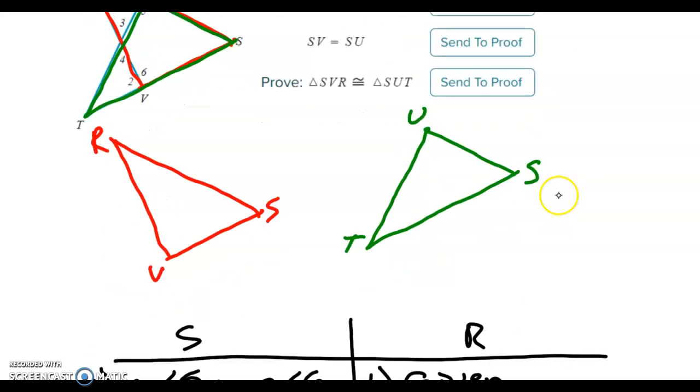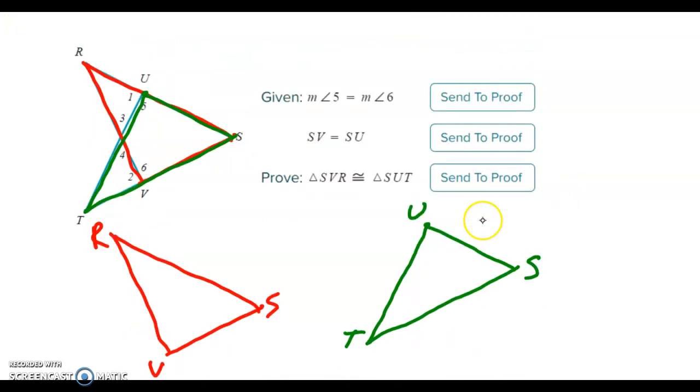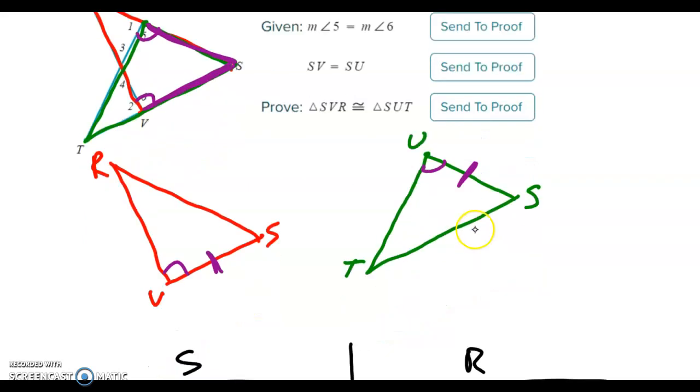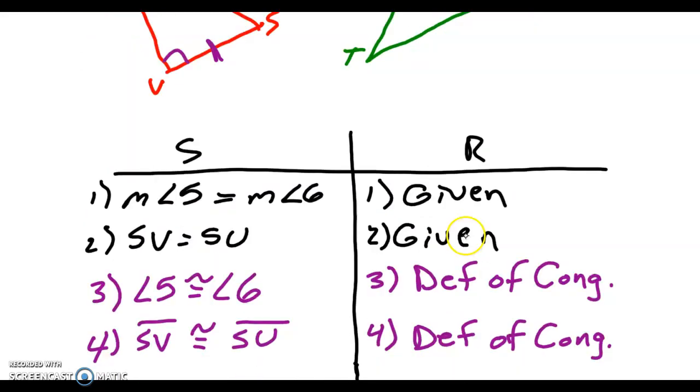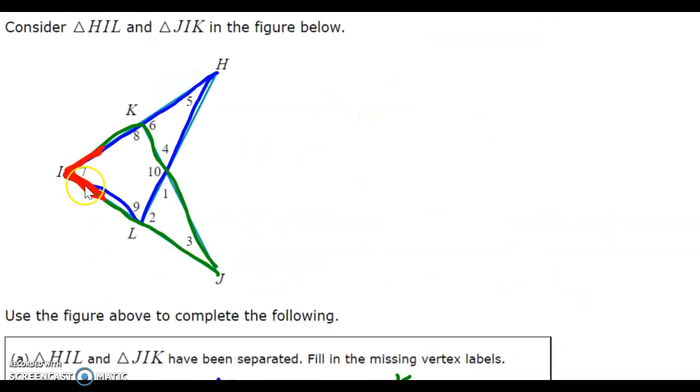Okay, so right now we've got these two things being congruent then. 5 is congruent to 6, which in our diagrams would be these angles. See how much easier it is to see with those separated triangles. And then SV to SU. So SV, which is right here, to SU, which is right here. So right now we can see we've got an angle, we've got a side, and then we've got to state one more thing before we're able to go ahead and say those triangles are congruent. That's where this thing comes in.